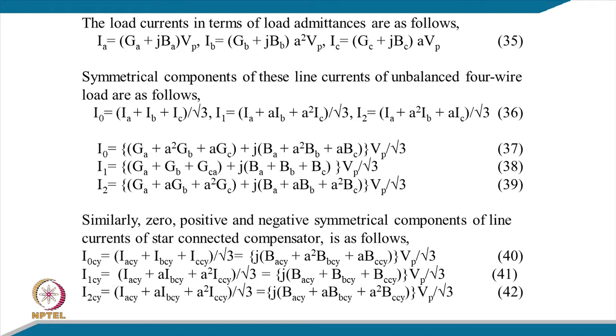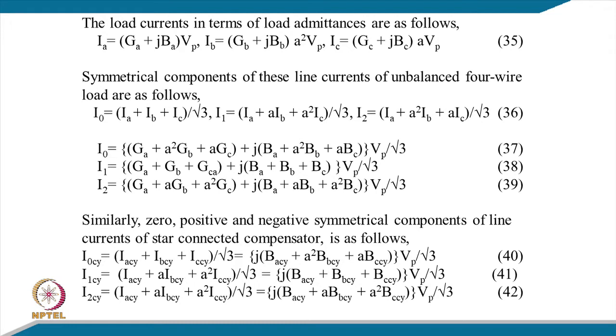If you put the values of IA, IB, IC from equation 35 into the equations for the zero sequence current I0, positive sequence current I1 and negative sequence current I2, then I0 can be written directly from the above relation as (GA plus a square GB plus a GC plus j(BA plus a square BB plus a BC)) into Vp by root 3. Similarly, I1 can be written as equal to (GA plus GB plus GC plus j(BA plus BB plus BC)) into root 3 Vp by root 3.